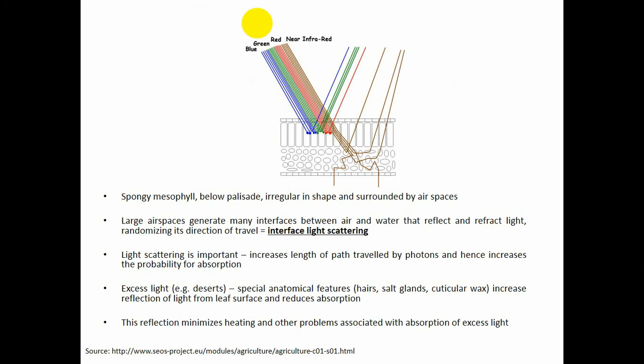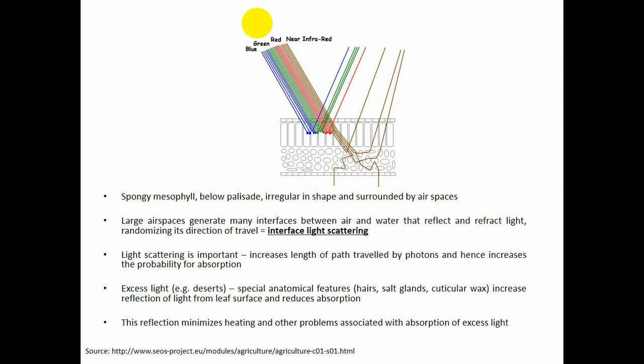So this is just another example. There we've got our photosynthetically active radiation. Remember, this near infrared does not get absorbed, it gets reflected. And we've got this spongy mesophyll that allows for the scattering kind of effect.